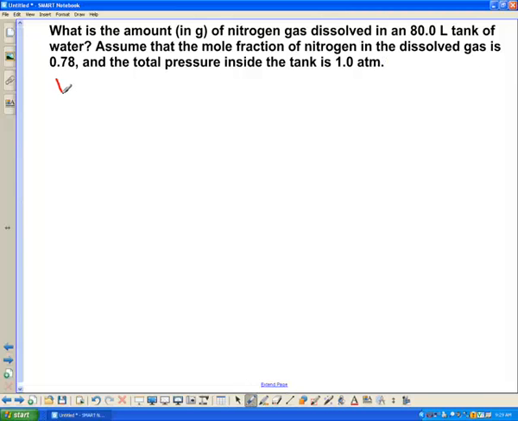So let's write down what we know. We know that the volume of the tank is 80.0 liters. We know the pressure, and this is important here, total pressure. We know the total pressure inside the tank is 1 atmosphere. And we also know that the mole fraction with that funky symbol of nitrogen, remember that's N2, is 0.78. Now just to refresh you guys about what mole fraction means.